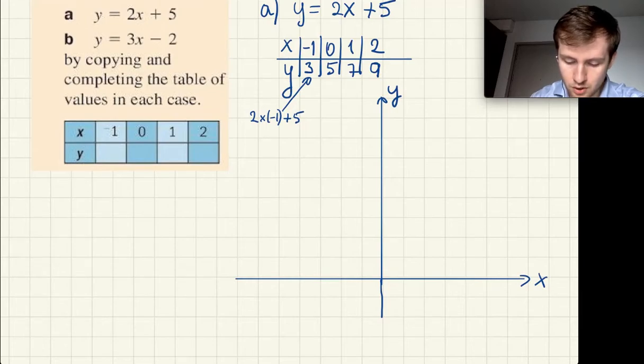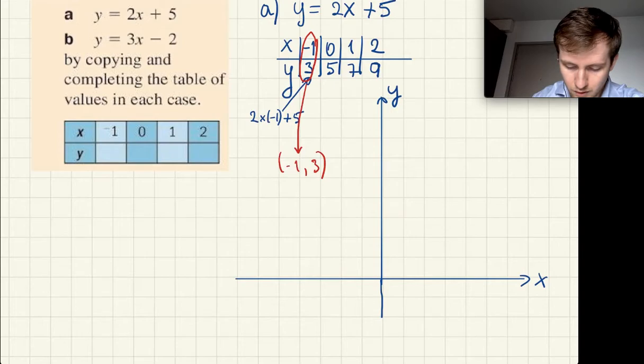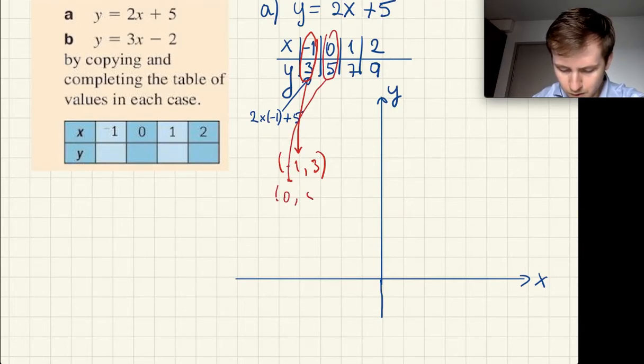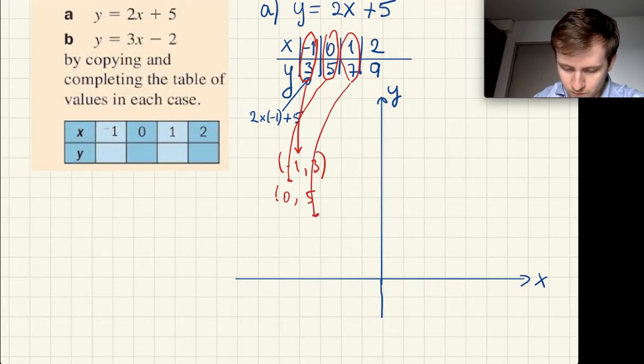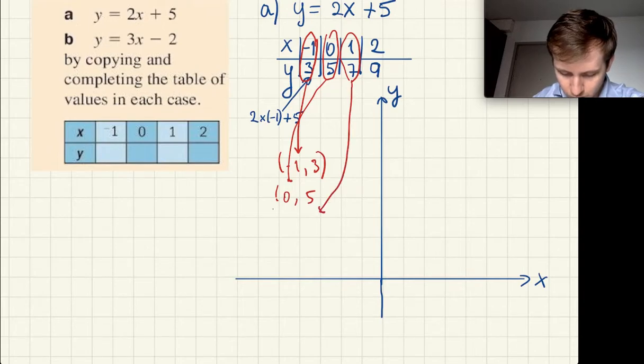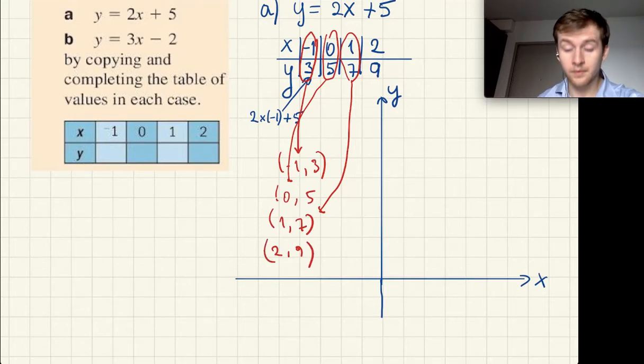You see, each pair of x and y is going to be a point from now on. So this, for example, becomes the point minus 1, 3, right? This becomes the point 0, 5. This becomes the point 1, 7, and then finally we have the point 2, 9, like this. And now we can draw all of these points.